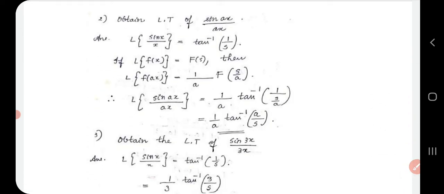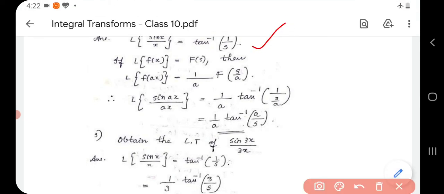For your exam, your question will be like this. Obtain Laplace transform of sin ax by ax. Okay, you know the formula, that Laplace transform of sin x by x equal to tan inverse 1 by s. So you just write it first. Now here your question is sin ax by ax. Okay, so this is of the form 1 by a F of s by a. Okay, 1 by a is kept as such. Then tan inverse s by a.